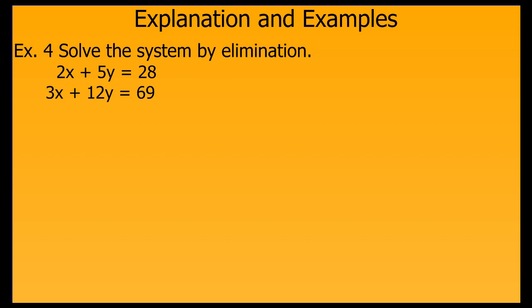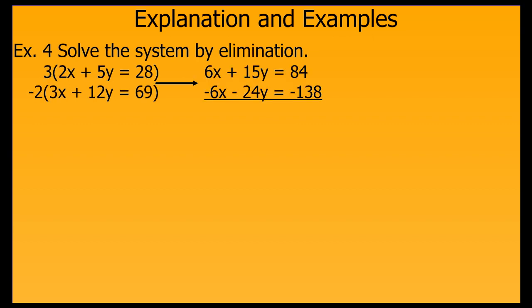I notice that my x's are easier to work with, so I'm going to think about what I could multiply by to get my x's to add or subtract out. If I multiply my first equation by 3 and my second equation by negative 2, then the coefficients of x will be 6 and negative 6, respectively.